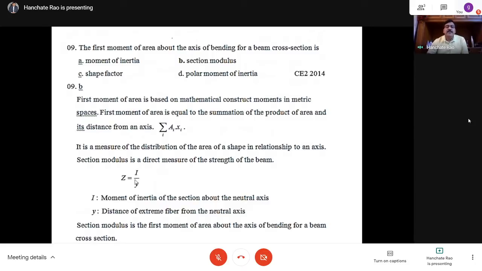But what is I? I is equal to second moment of area. So I is equal to AY square. So Z is equal to I by Y, which is AY square by Y. So Z is equal to AY. AY, that is first moment of the area. Z is equal to first moment of the area. So first moment of area is nothing but Z. Z is nothing but section modulus. So the answer D is the correct answer.